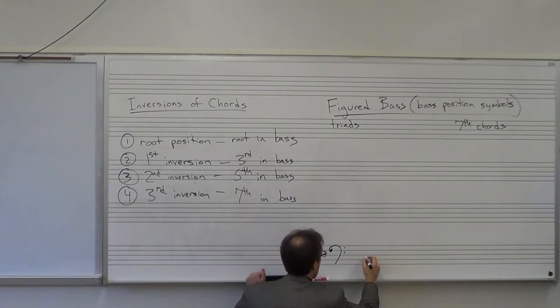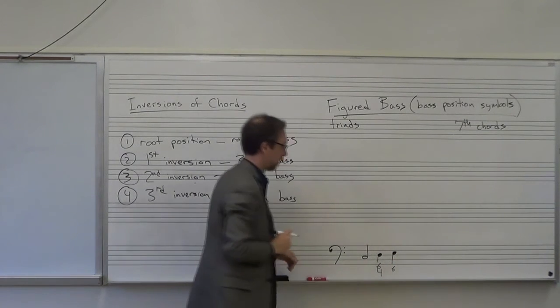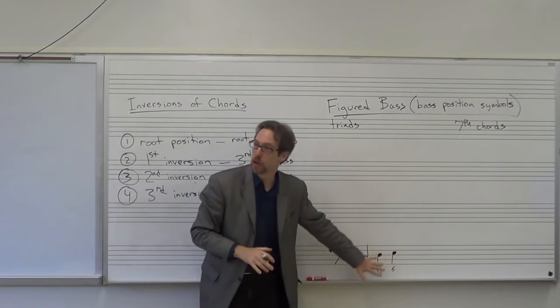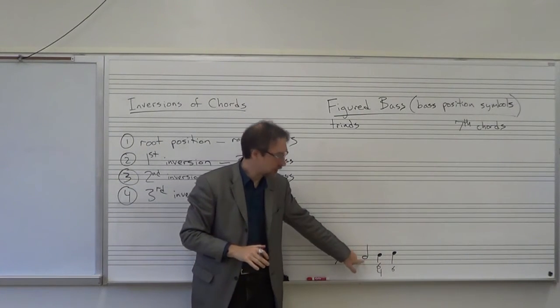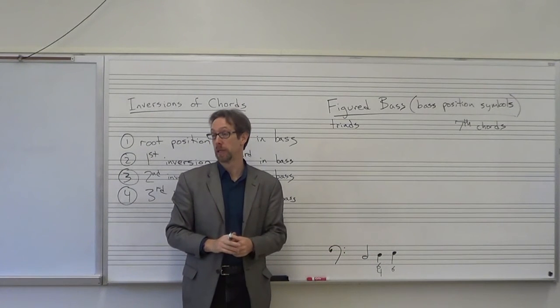a little bass line here. I'm going to write out a C, D, and I'm going to write 6/4 underneath it, E, and I'm going to write a 6 under it. That would be an example of figured bass. This bass line tells me what's in the bass, but it also tells me the chords.